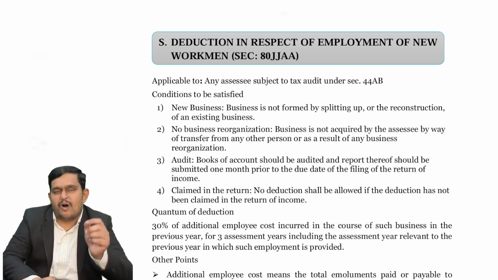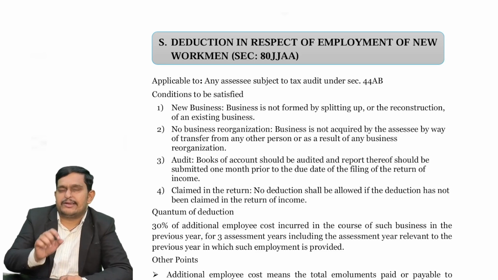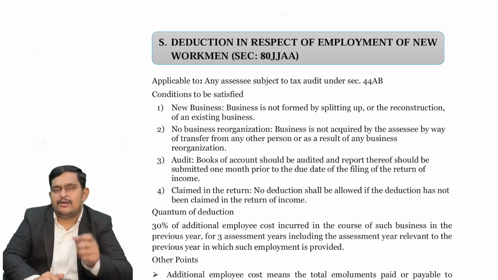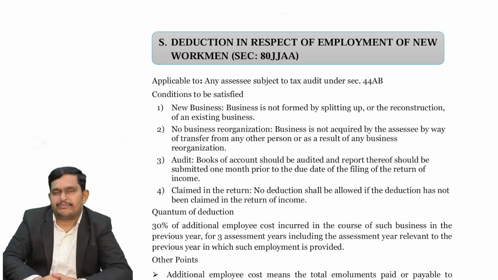It's applicable to all assessees who are subject to tax audit under section 44AB. Now what does this section say? That the business should be a new business. So who will get the deduction under 80JJAA? If it is a new business.